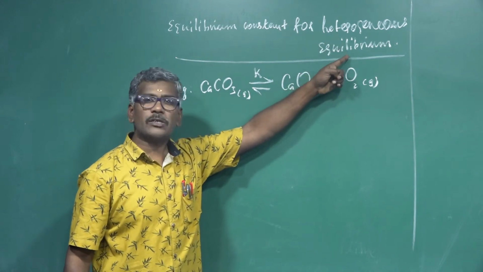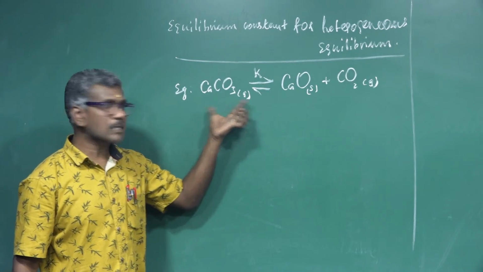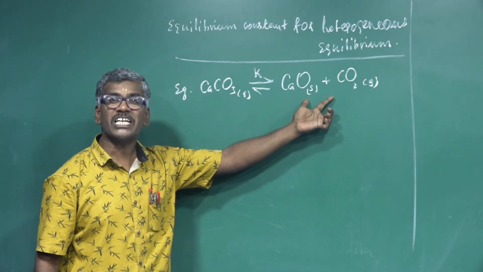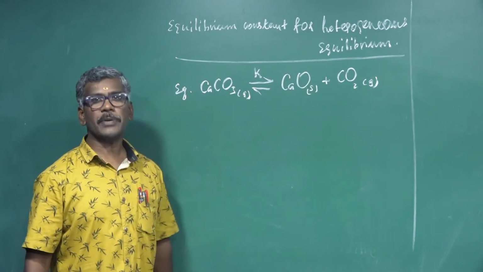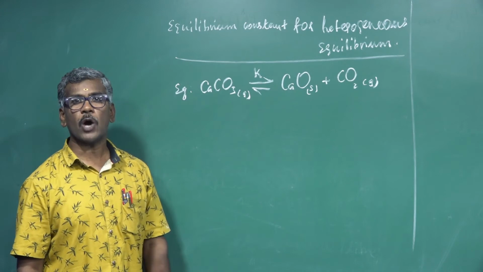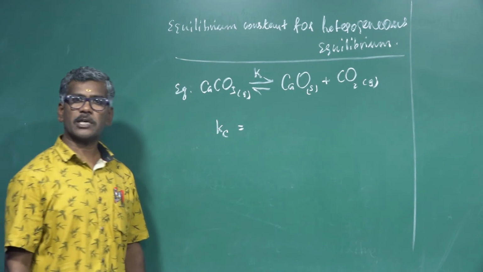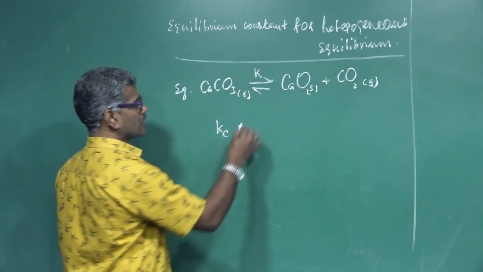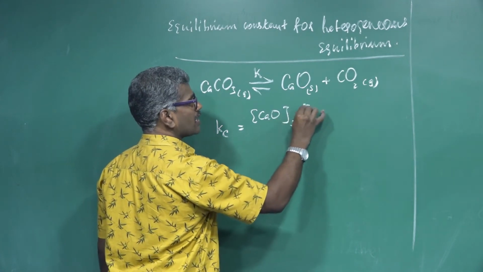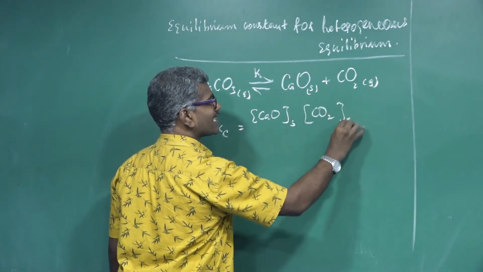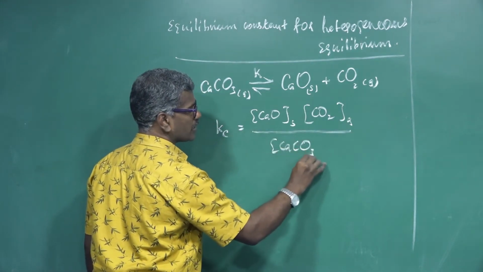What is the meaning of heterogeneous equilibrium? The concentration of the reactant and the concentration of the product are in different phases. This is known as heterogeneous equilibrium. By using this, you have to write the Kc. Kc is nothing but product divided by reactant. So concentration of CaO in the solid state, concentration of CO2 in the gaseous state, divided by concentration of CaCO3 in the solid state.